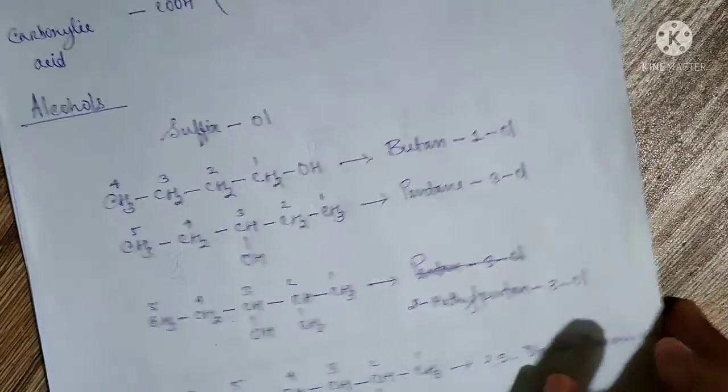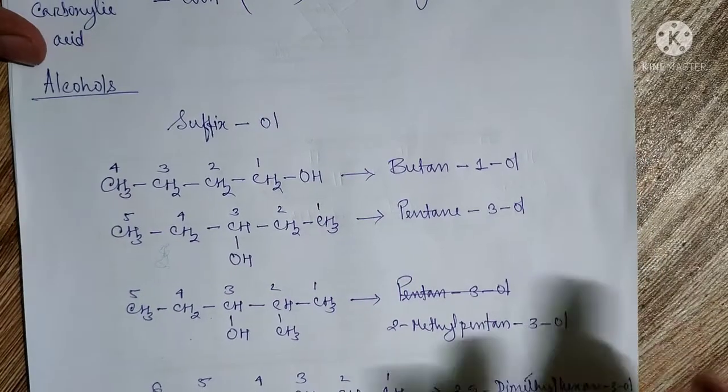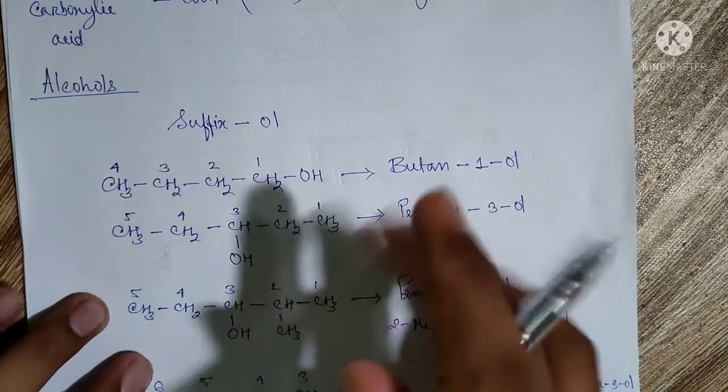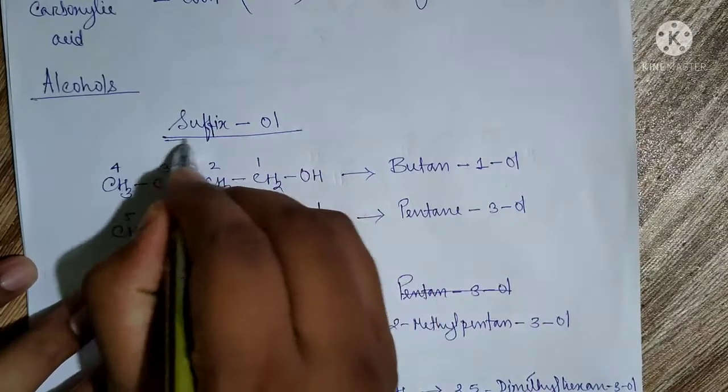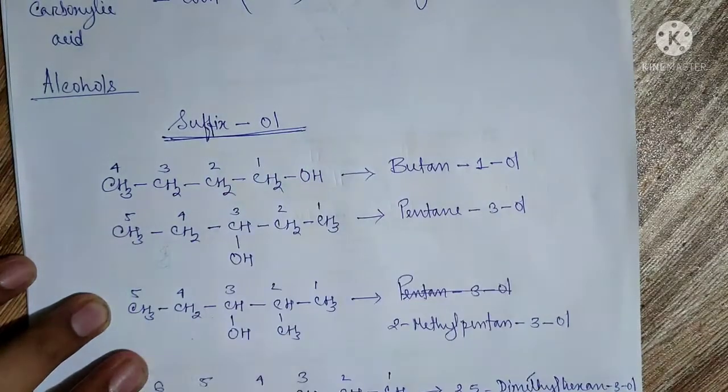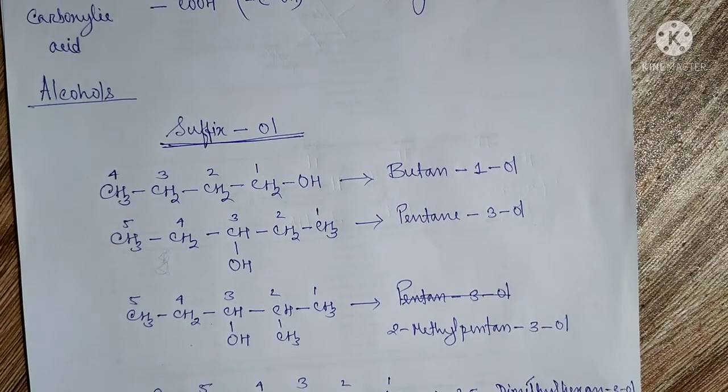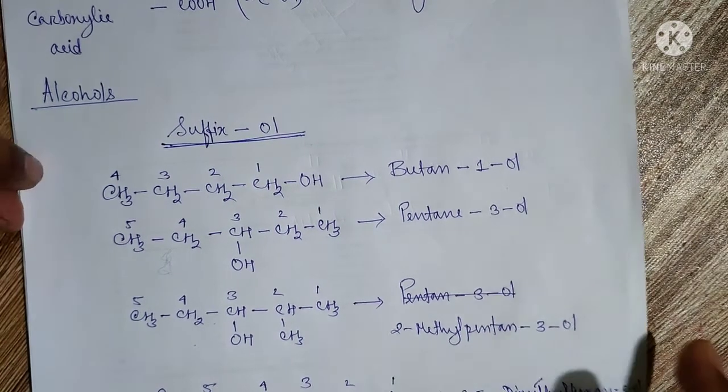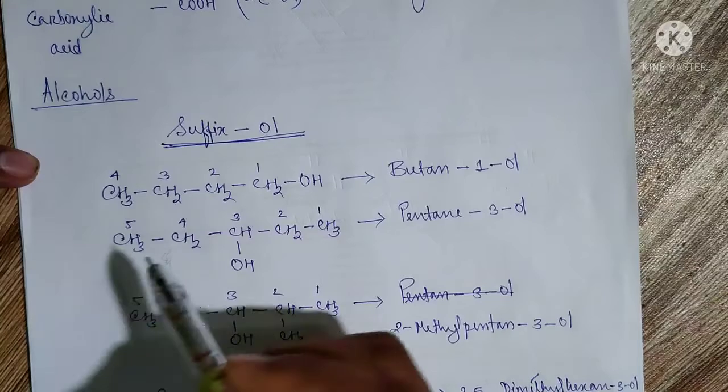First, let me discuss the nomenclature of alcohols. So in case of alcohols, you know that the suffix is -ol. When there is only one functional group, we will always focus on the suffix, not the prefix. So now we will focus on the suffix of the functional group, and if the compound contains only one functional group, then we will use the suffix of that functional group. Now we are considering the suffix, we are not focusing on the prefix. So what is the suffix of alcohol? It is -ol, you know that.